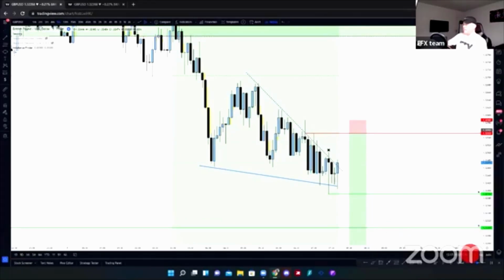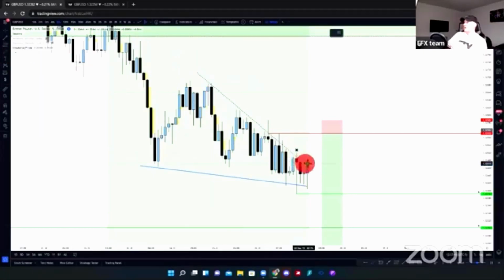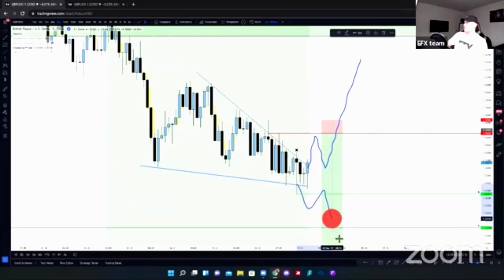How are these traded? In my opinion, based on my personal experience, they're usually traded one of two ways. Some people will place buy stops up here and put stop losses under here, trying to catch that breakout. Other people will do things like this: when price breaks this level, they'll look for that break and retest, something like that.